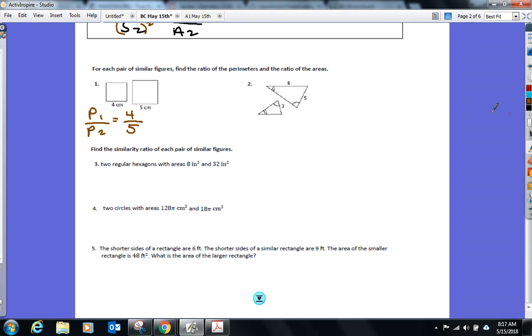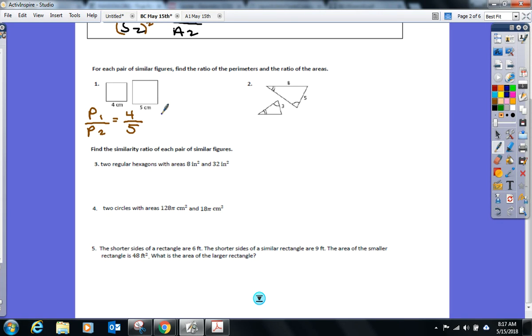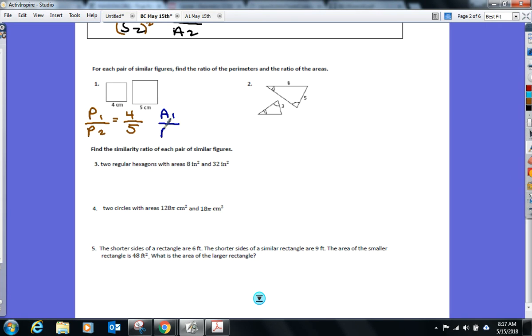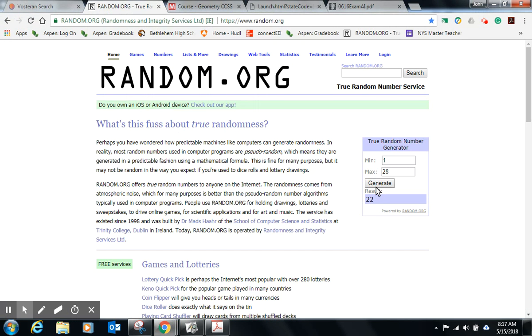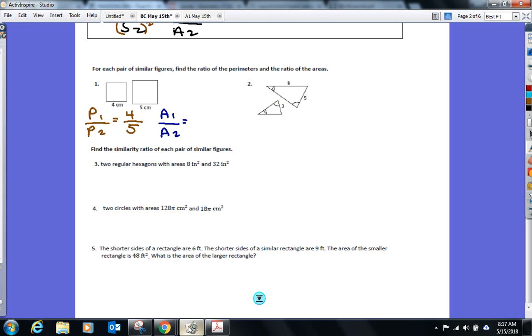All right, what about the areas? If I calculated the areas of those two similar figures, their ratio would be not 4 to 5, but what do I do? Go back, look up top. It would be, yep. How'd you get it? 4 squared, 5 squared. Am I saying the areas are 16 and 25? No, I am not. I'm saying that whatever they are, they'll reduce down to 16 and 25. That's what I'm saying with their ratios.